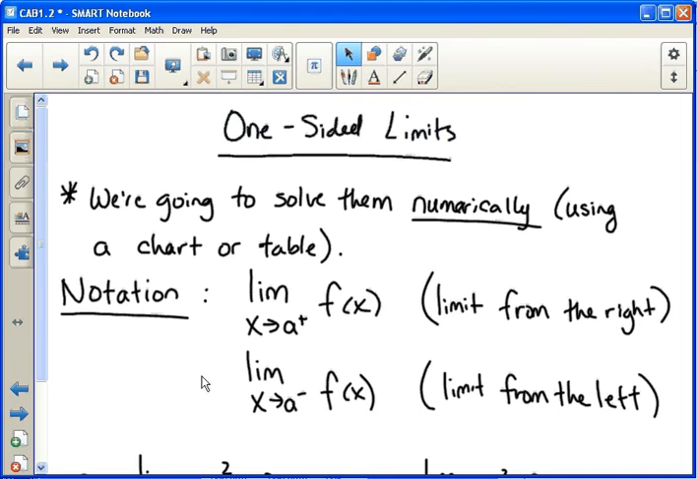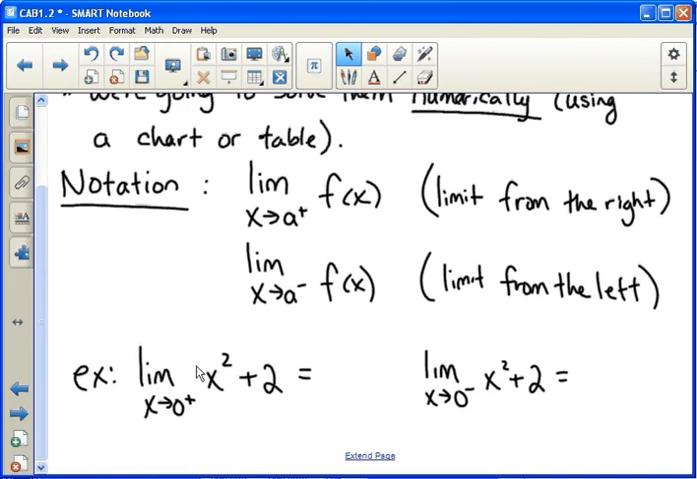So let's look at an example right here. The limit as x approaches 0 from the right of x squared plus 2. Now, listen carefully to the language there. It's from the right. So you have to think you're coming from over here on the right and then approaching what you want to find. Or if you're coming from the left, you're starting over here to the left of what you're going for, and then you're moving towards it. So from the right, from the left.